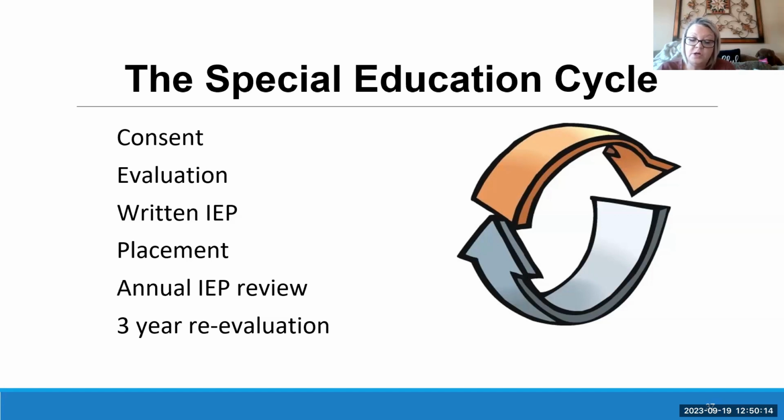A reevaluation is an evaluation that happens after your child's initial evaluation. A reevaluation isn't the same as an annual review of your child's IEP, which happens every year, nor is it just additional testing. A reevaluation is a full-fledged look at your child's needs.